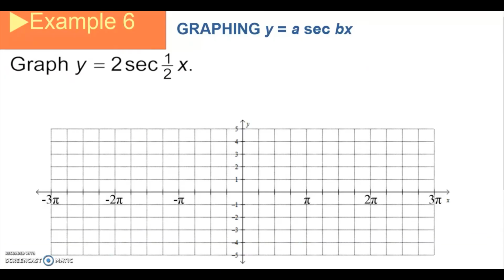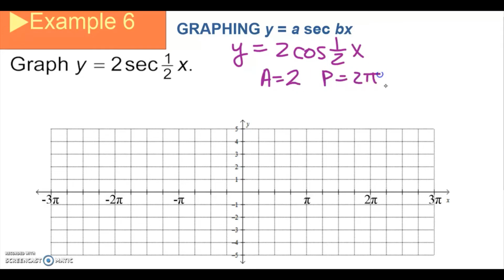Example 6, we're going to graph this secant function. So what I want to do is just kind of pretend like it's a cosine. Secant is the reciprocal of cosine. So I'm going to look at what this would look like if it was y equals 2 cosine 1/2 x. All right, so just treat it like a cosine. We already know how to do a cosine. This cosine has an amplitude of 2. And the period is 2 pi over b, which in this case is 1/2. 2 pi divided by 1/2. You multiply by the reciprocal, you're going to get 4 pi. Okay, so a period of 4 pi and an amplitude of 2.